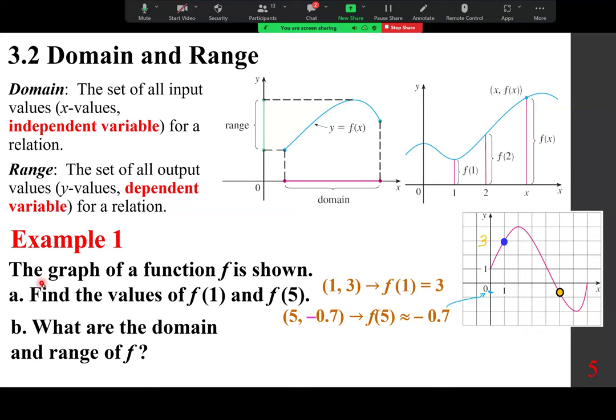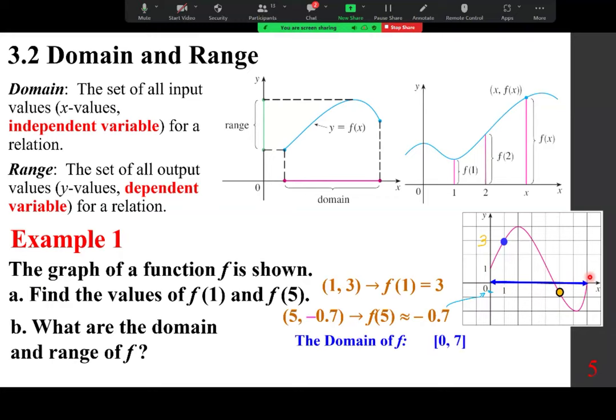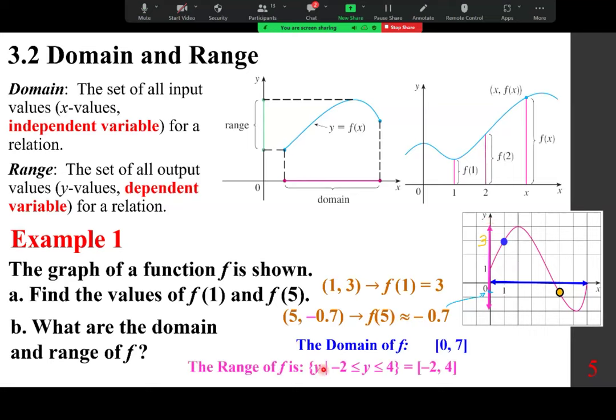What about the domain and range? Well, this graph covers anywhere from here to here along the x-axis. If you were to lay it down along the x-axis, it can cover from 0 to 1, 2, 3, 4, 5, 6, 7. So the domain is 0 to 7. If you were to lay it down along the y-axis, the bottom is here, the top is here, so it will cover from here, negative 2, to here, positive 4. So we say the range is y such that y is between negative 2 and 4, or just the interval notation from negative 2 to 4.